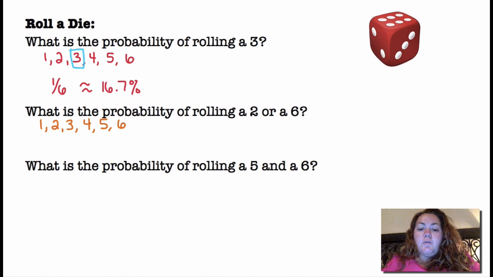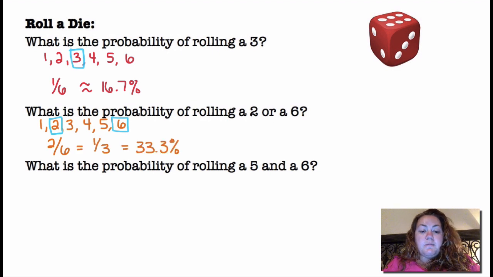What is the probability of rolling a 2 or a 6? When I roll my die, I could either roll a 2 or roll a 6. Well, I have 1 two and I have 1 six. So I have 2 outcomes that are a success out of 6 total possible outcomes, which simplifies to 1 out of 3. If I want that as a percentage, I do 1 divided by 3, multiply by 100, or just move the decimal 2 places. That gives me 33.3 repeating percent.